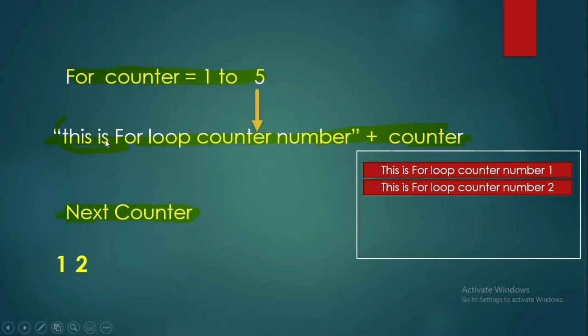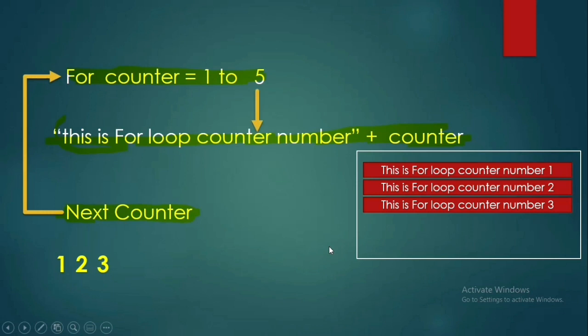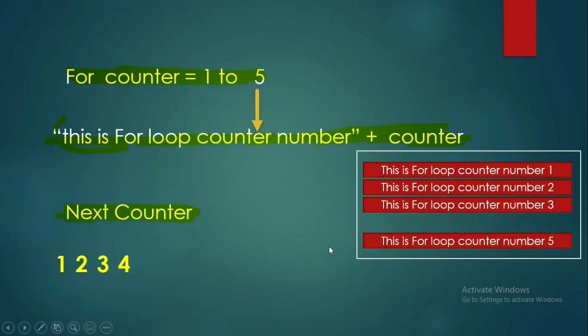When we reach at this point, now the counter value is 3. This is the third loop, and what will be printed on the screen? This is for loop counter number 3, and again it will go to the next counter, and then next counter, and all the way up to the 5. See, this is counter value 5 now.